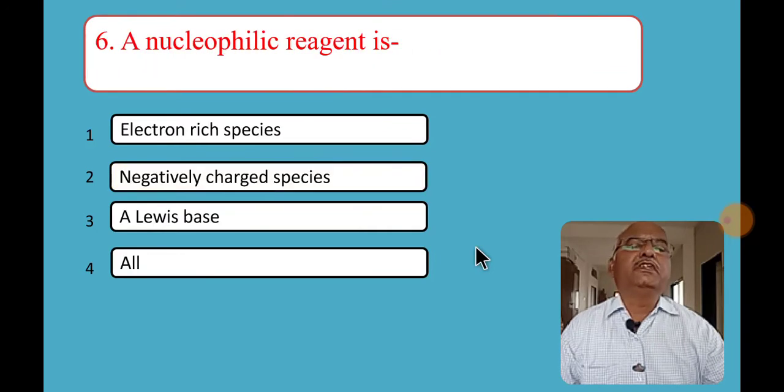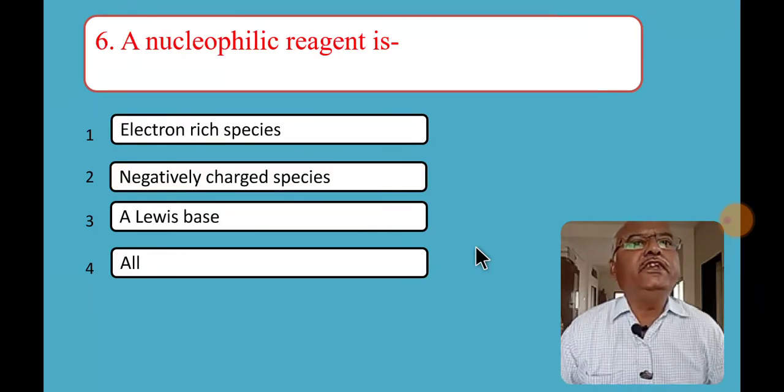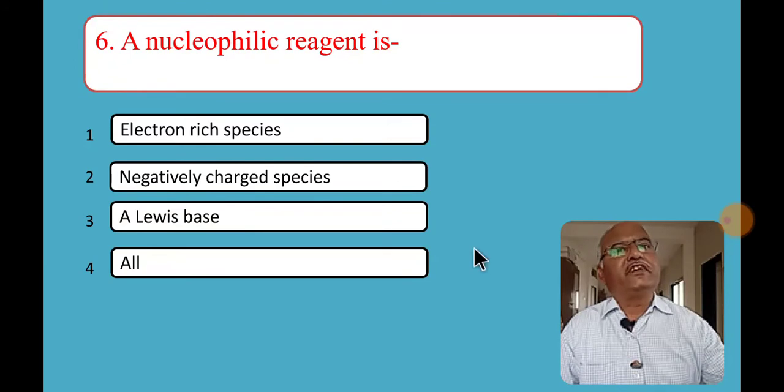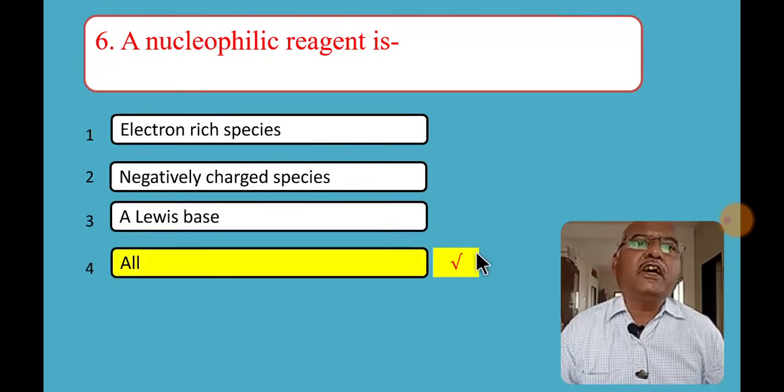Sixth question. A nucleophilic reagent is an electron rich species, a negatively charged species, a Lewis base, all. So check your answer. The fourth answer is the correct answer, all.